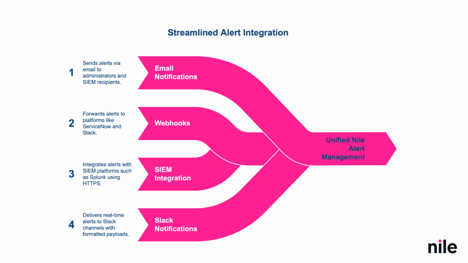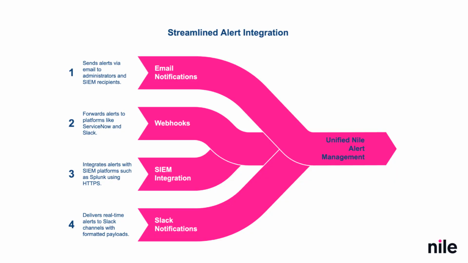SIEM integration comes next. For organizations using platforms like Splunk, Nile automatically delivers alerts, events, and audit data using secure webhooks or HTTPS. All your monitoring, security analysis, and compliance data flows straight into your centralized SIEM dashboard. No manual intervention needed. And finally, Slack notifications. For teams that live in Slack, Nile sends alerts as formatted messages using specialized webhooks, delivering instant, actionable information right to your chosen channels. So you can react, collaborate, and resolve issues right where your team communicates.